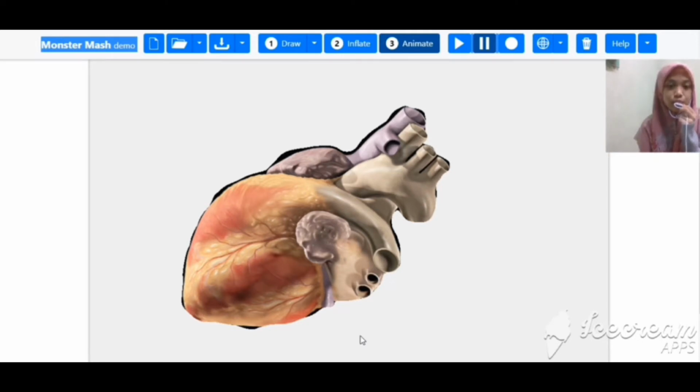I choose the human heart and I designed the heart by using a Monster Mesh demo, and this is the heart that I designed. Okay, for the structure of the heart, this is the pulmonary artery, this is the aorta, this is the left ventricle, and this is the right ventricle, and this is the right atrium, this is the mitral valve, the pulmonary vein, and this with the bright color is the interventricular septum. That's all for me that I explained about the structure of the heart.